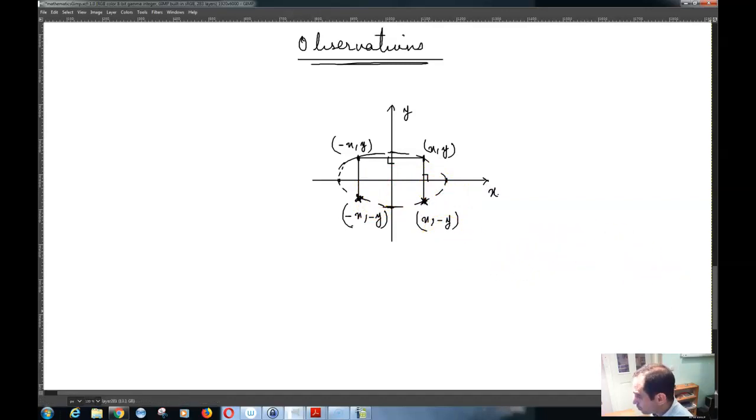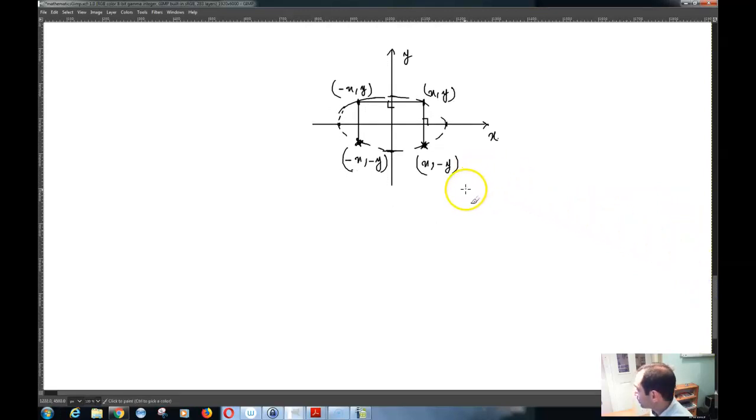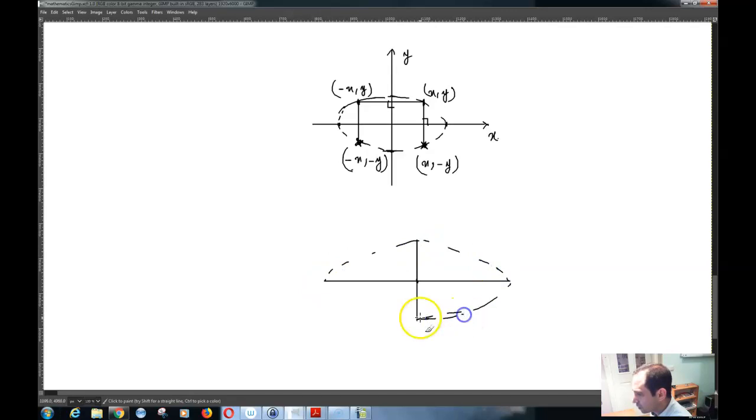And one more important thing. It seems to be like a definition, but basically the foci of an ellipse always lie on the major axis. So this is the major axis, and the foci, F1 and F2, are always on the major axis.